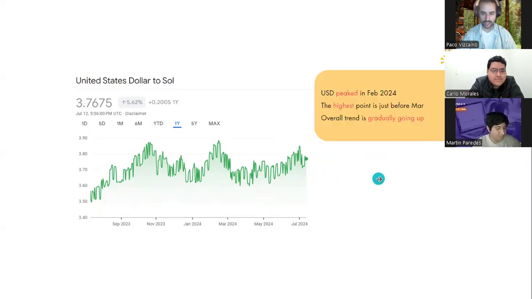Let's see the next slide. And yeah, the US dollar peaked in February, the highest point. If you don't want to say peak, you could also say highest point, that is fine. The overall trend is gradually going up.